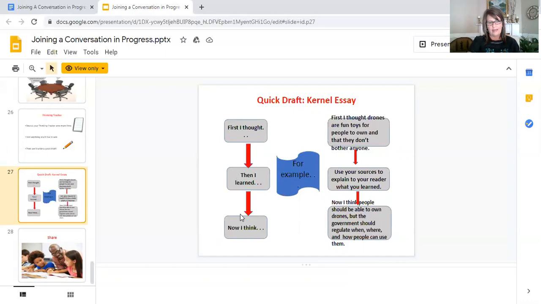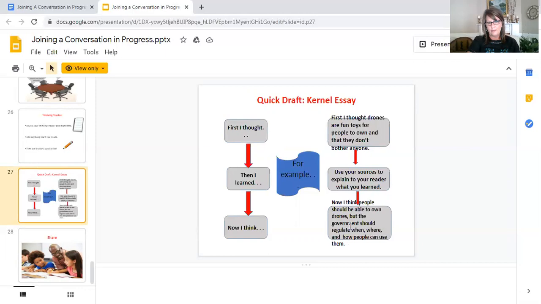First I thought, then I learned, now I think. And here's an example of how students would outline that. First I thought drones are fun toys for people to own and that they don't bother anyone. Then you use your sources to say what you learned. So write all about the things you learned. Now I think people should be able to own drones, but the government should regulate when, where, and how people can use them. Now, a lot of times teachers will say, is that it?